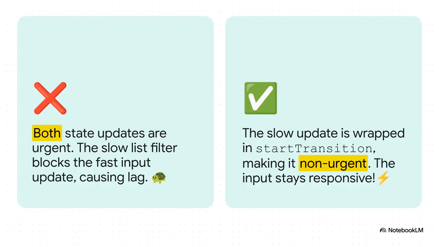Take a look at this comparison. The before code on the left is the laggy way. Both setSearchTerm and setFiltered are treated as urgent, so everything freezes. But look at the after code. All we do is wrap that slow, heavy filtering logic inside startTransition. That's it. We're telling React, the input text is urgent, but you can take your time with the list.